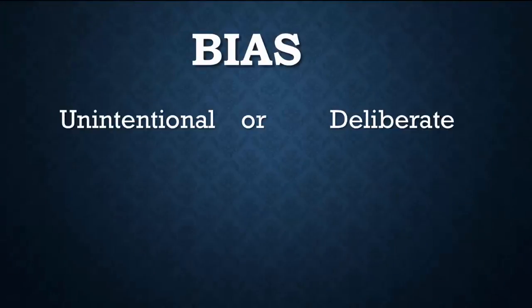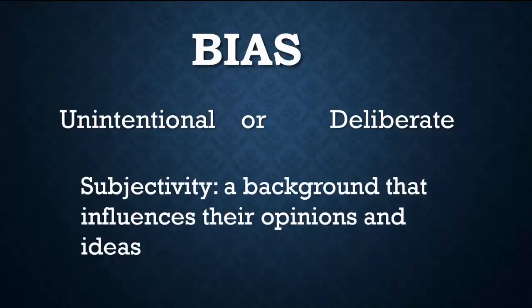Bias can be unintentional or deliberate. All authors have subjectivity, a background that influences their opinions and ideas, but if an author is not careful, he or she may introduce steps in data gathering and analysis that produce an incomplete picture of the facts.